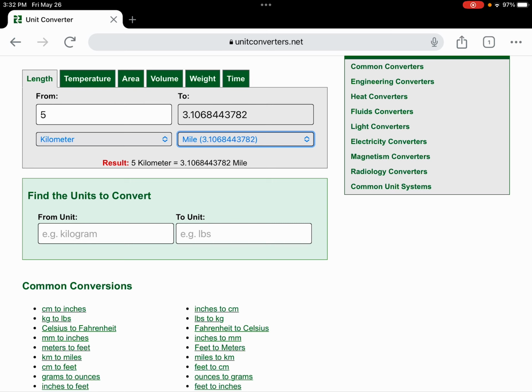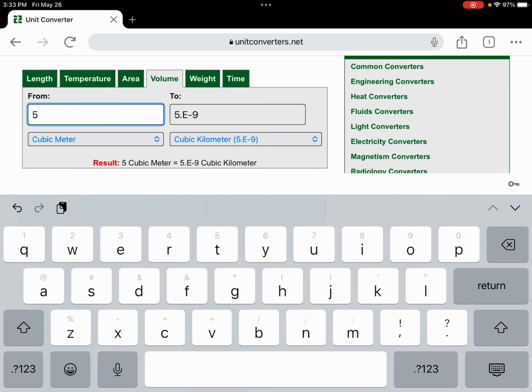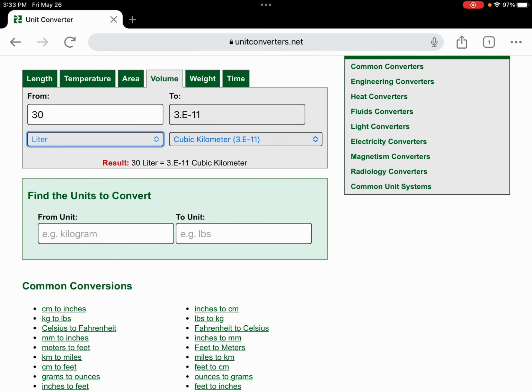The next problem asked us to go from 30 liters to quarts. Well, liters and quarts are actually a volume measure. So we're going to move over to the volume tab here. And we need to, again, just like last time, put in the value we're starting with and then put in the unit we're trying to find. So we want to go from 30 liters, and then we want to turn it into quarts.